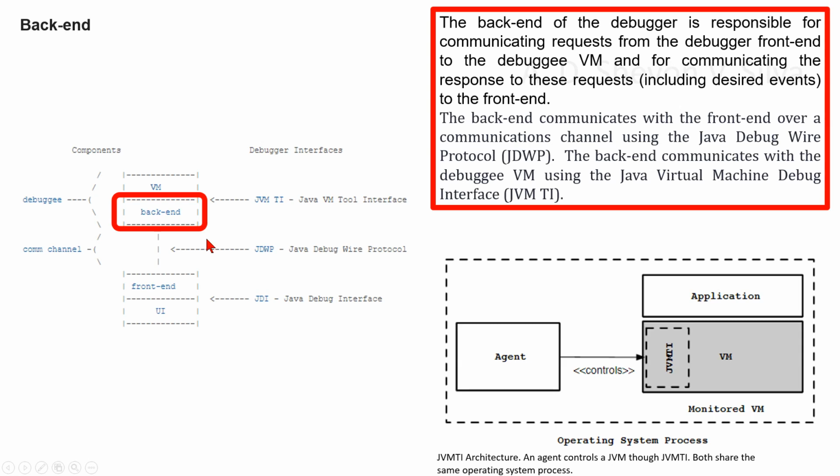The backend communicates with the frontend over a communications channel using the Java Debug Wire Protocol, JDWP. The backend communicates with the debuggee VM using the Java Virtual Machine Tool Interface, JVM TI. Here you can see a JVM TI architecture: an agent controls a JVM through JVM TI. Both share the same operating system process.